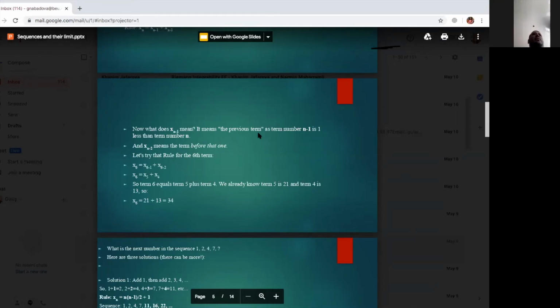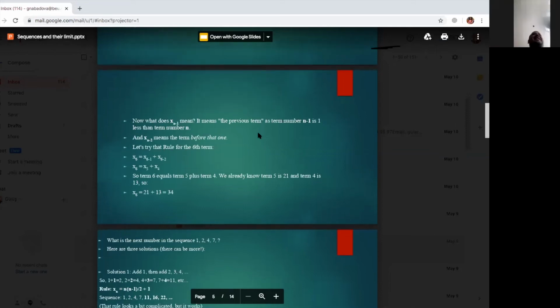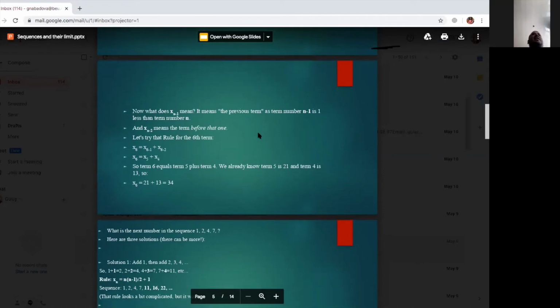Let's try the rule for the 6th term. x6 equals x6 minus 1 plus x6 minus 2, so x6 equals x5 plus x4. So term x6 equals term 5 plus term 4. We already know term 5 is 21 and term 4 is 13. So 21 plus 13 is 34.